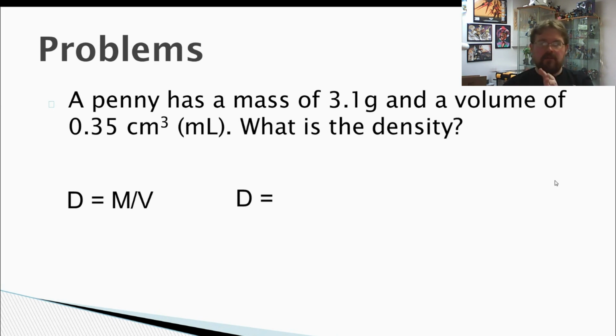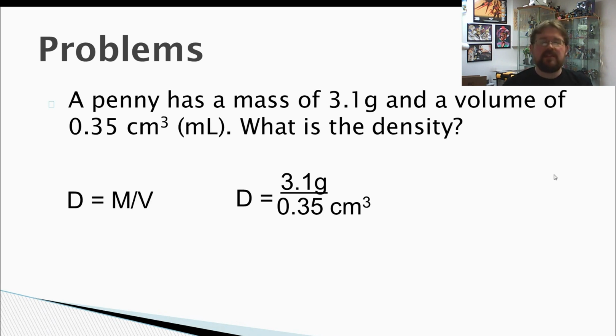M is mass. Look in the problem. What is the mass? It's 3.1 grams. So we put that on top. And below that, we're going to put our volume. And if we read in the problem, it says a volume of 0.35 centimeters cubed. So I put that right there. Now, you'll notice that I put in the grams and centimeters cubed. Don't forget your units. When you do calculations in science, especially in chemistry like this, you want to make sure that you keep track of your units. It seems like it's just arbitrary and it's just more work to do, but trust me, it's important.